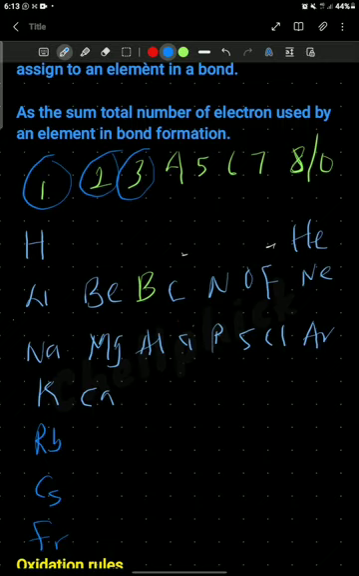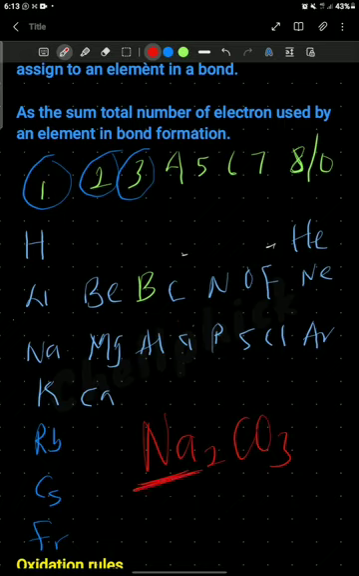Now let me quickly give you a particular illustration so that you can fully appreciate what I meant by this. Let's say you have a reaction, and in the reaction they wrote Na2CO3, sodium trioxocarbonate(IV), and they underline it and ask you to find the oxidation number of sodium.